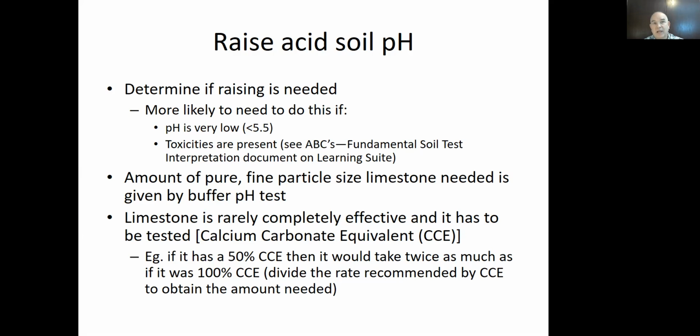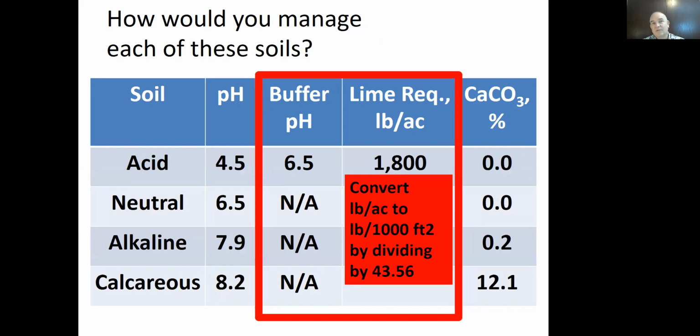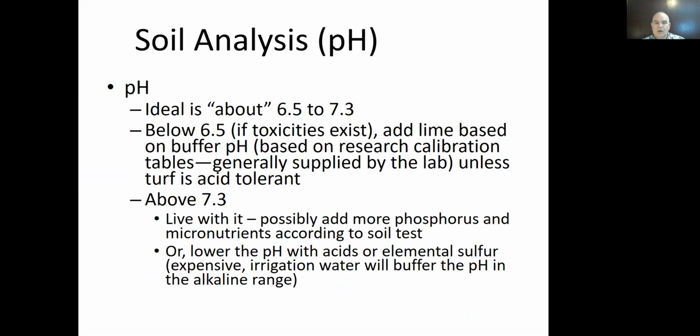What we do is the limestone has what we call a calcium carbonate equivalent test, or CCE. We run that test on the limestone, and then let's say it comes back with a 50% number. Well, that means it's going to take twice as much to do the job as highly effective 100% material. So we just simply divide that number. If I had a 50% CCE on this sample, instead of 1,800 pounds per acre, it would be 3,600 pounds per acre. I would just take 1,800, divide it by 50%, and that would tell me how much material I would need to apply based on its effectiveness. Okay.